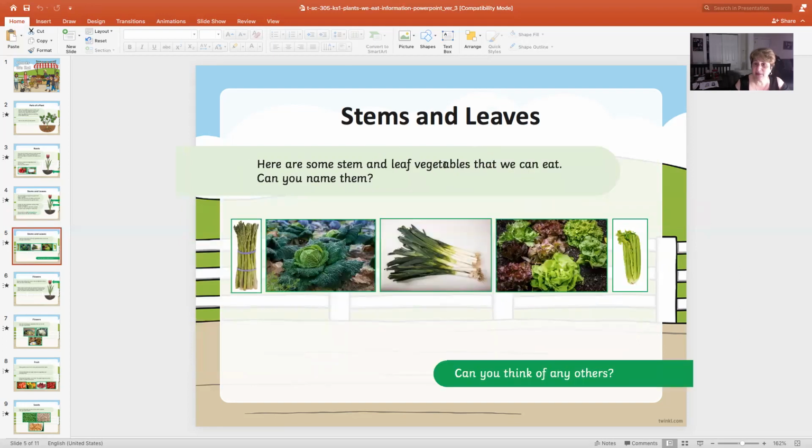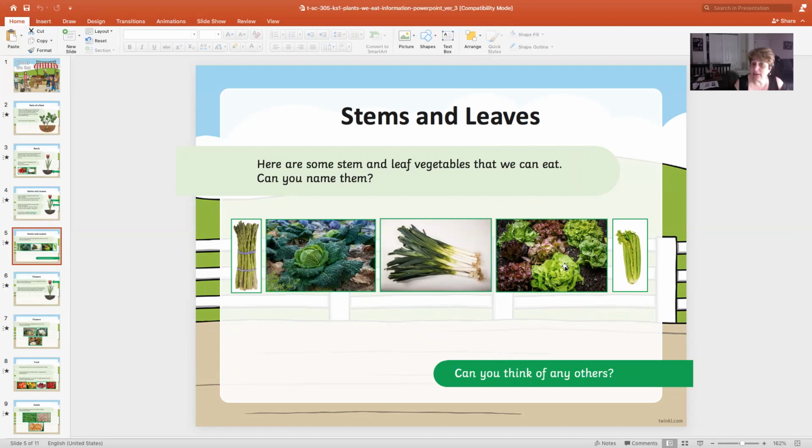Here are some stem and leaf vegetables that we can eat. Can you name them? Asparagus. Do you think that's a stem or a leaf? That's right, that's a stem. This is cabbage. What do you think that is? A stem or a leaf plant? Those are all the leaves. Here are the scallions or the onions that grow up out of the ground. They're a different type of onion than a round onion. I love scallions, they're so yummy. These grow up and these are the stems of a plant.